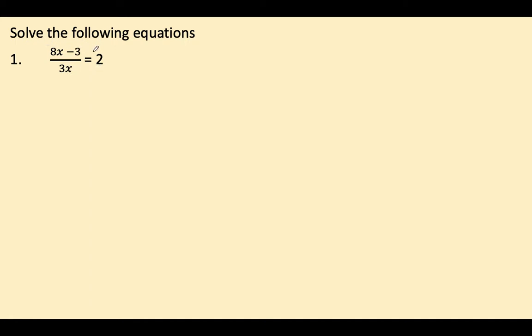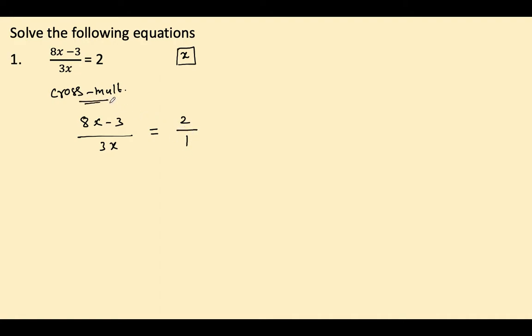Now when we say solve, what do we mean? We want to find out the value of x. Here the left hand side contains the variable terms, the right hand side is just a constant. Let's use cross multiplication. What do we mean by cross multiplication? You have (8x minus 3) by 3x, a fraction on the left hand side, equal to 2. Now 2 is a constant term. For simplicity, let me write 2 as 2 by 1.